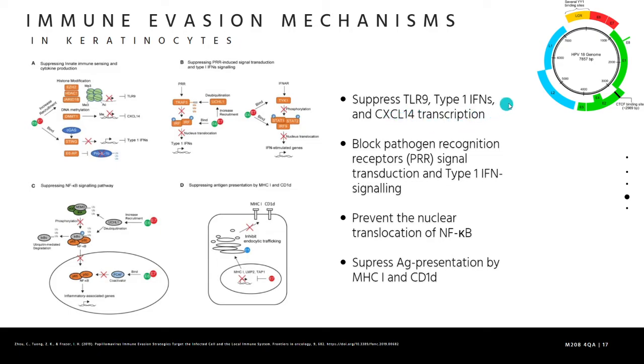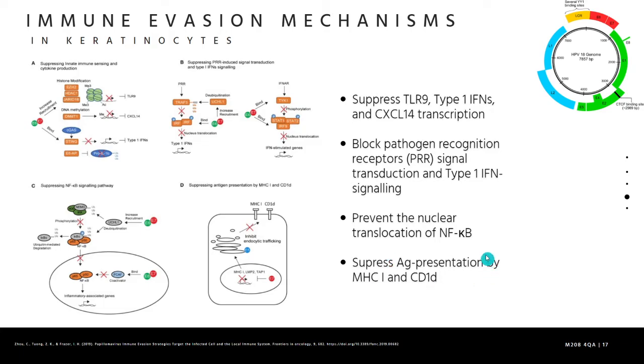Then there will be a proviral state because, if you recall, type 1 interferons promote an antiviral state, for example, by inhibiting viral replication. So by suppressing this, there will be a pro-viral state. They also block pathogen recognition receptors, signal transduction, and prevent the nuclear translocation of this, which means the transcriptional induction of pro-inflammatory cytokines, chemokines, and additional inflammatory mediators will be prevented.